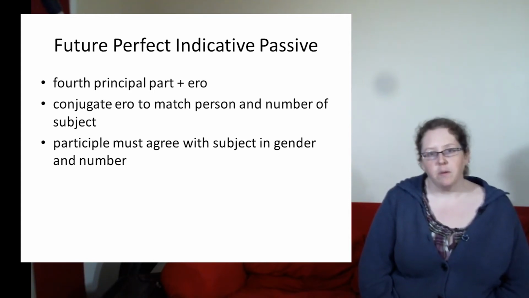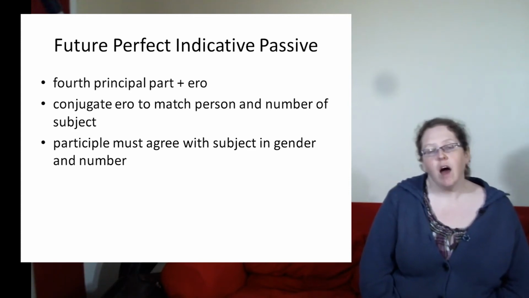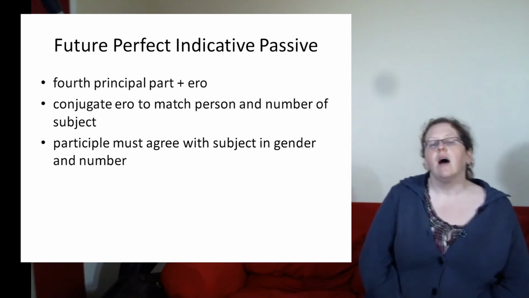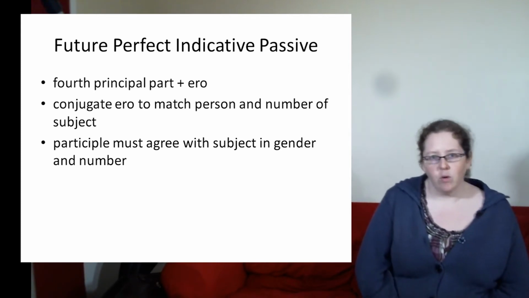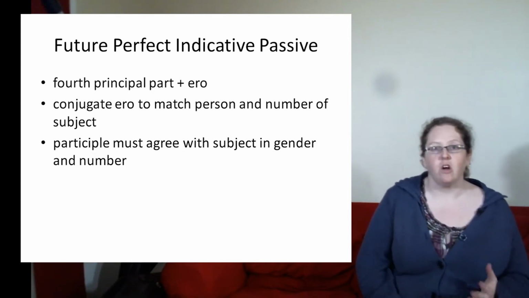And again, the participle must match the subject in gender and number. So if I want to say, sorry, not I was taught, I will have been taught, I will say docta ero, D-O-C-T-A, because I'm female. But if I was male, I would say doctus ero.